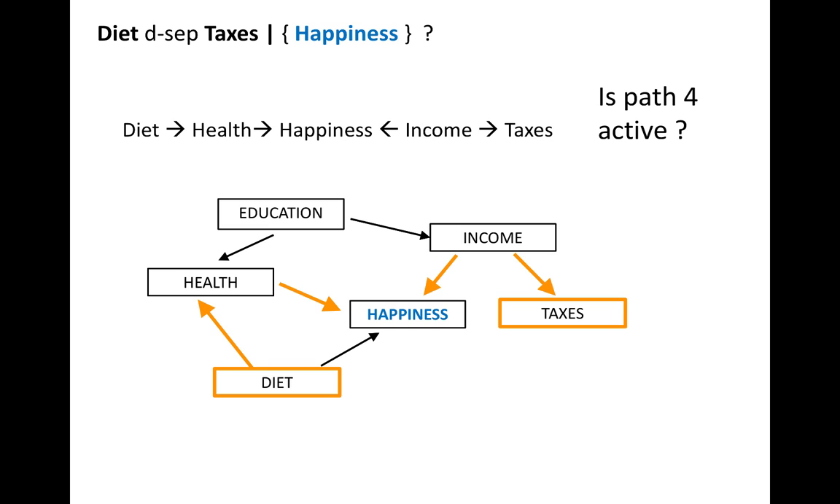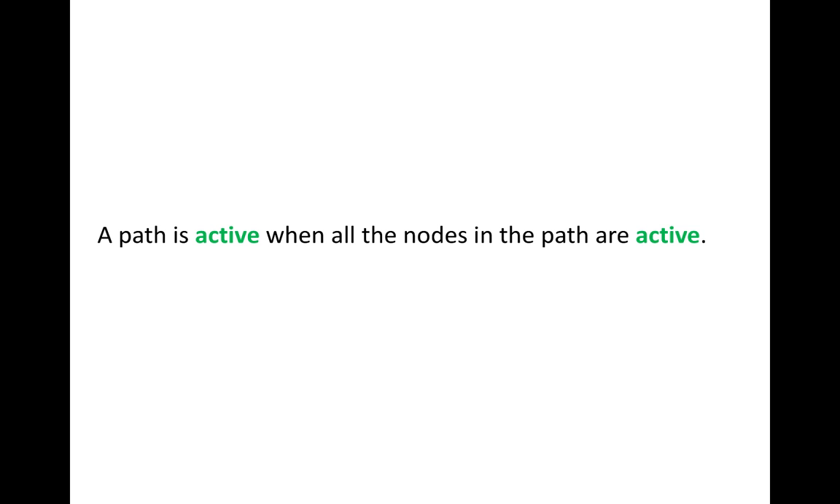Is path 4 active? Yes. Relative to the set happiness, all 4 paths between diet and taxes flipped from inactive to active. To summarize, a path is active when all the nodes on the path are active.